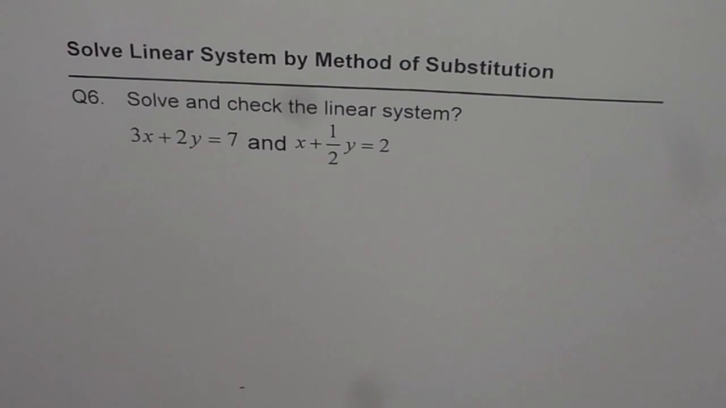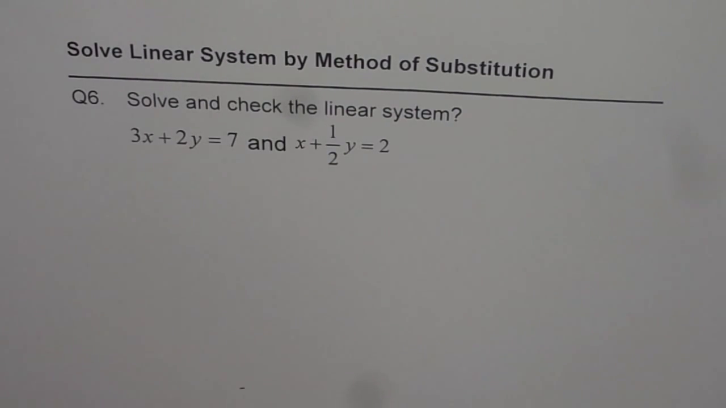Solve linear system by method of substitution. Question 6. Solve and check the linear system 3x plus 2y equals 7 and x plus half y equals 2.